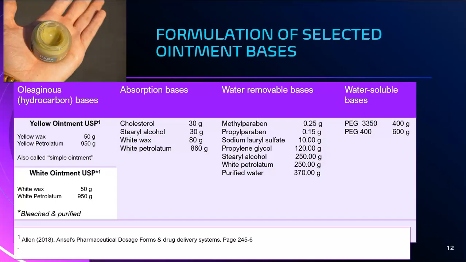Now, this is a table showing a summary of some ointment bases and their recipe or their ingredients. When you appreciate the ingredients in an ointment base, then you can also extend that into a method for making or manipulating this base to make a product. So for example, yellow ointment has yellow wax and yellow petrolatum. Why would we have yellow ointment and white ointment, you may ask?